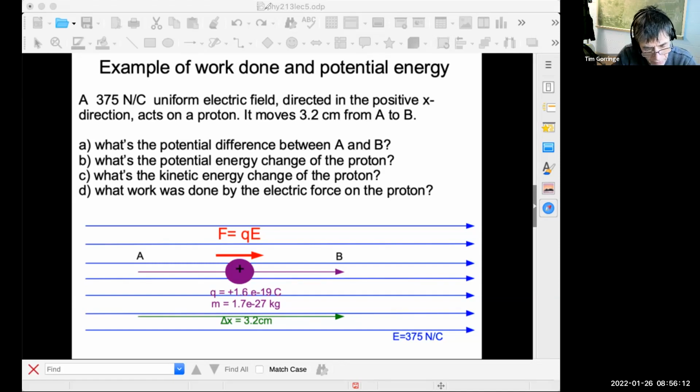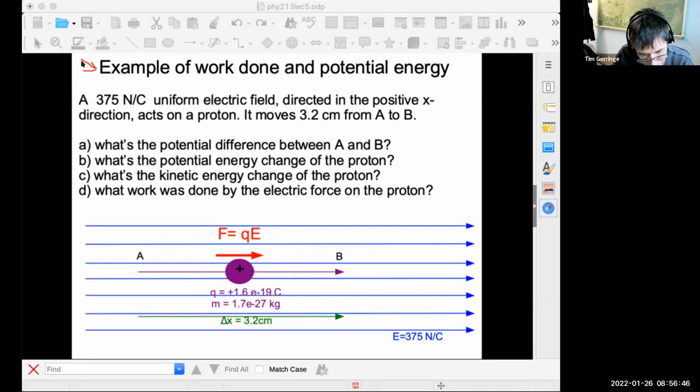So in this first example here, I'm told I've got a uniform electrical field, 375 newtons per coulomb. I'm told there's a proton in that electrical field, it has a certain charge, plus 1.6 times 10 to the minus 19 coulombs. And I'm told that it moves from the left to the right 3.2 centimeters through that electrical field in the direction of that electrical field.